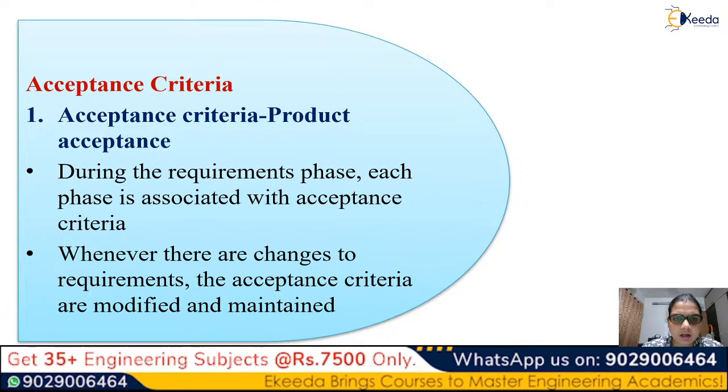Then we have acceptance criteria, which are of two types: product and procedure. For product acceptance, during the requirement phase, each phase is associated with acceptance criteria. This means I will accept this, I will accept that. Again, we are talking about requirements engineering.